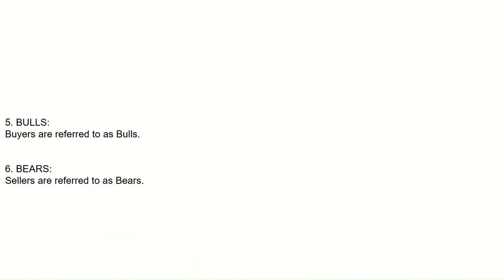The fifth one is bulls. The bulls are the buyers. They are referred to as the bulls. And the next one is the bears. You should know now, the bears are the sellers. So in a bullish market, it means it is the bulls that are pushing the market, so they are buying the market at that time. And when your market is bearish, it means there is a presence of bears, people who are selling the market at that particular time.